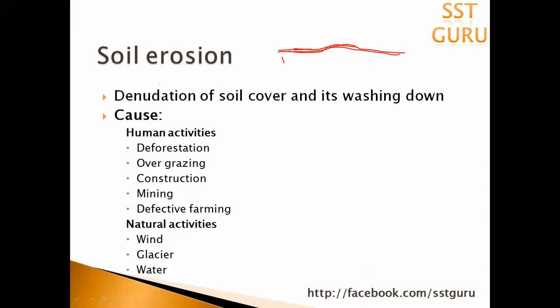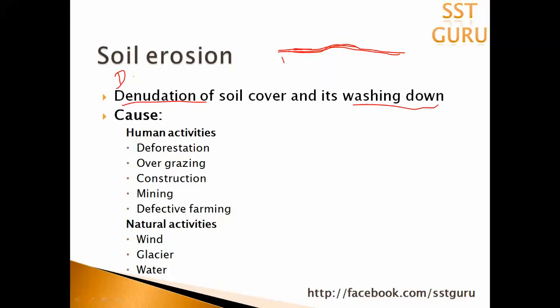Soil erosion, again, we go in the same way. We have the definition here, and we will have the causes and the remedies. The definition is denudation of soil cover and its washing down. Denudation means weathering of the soil, and its washing down is moving to some other place. The soil is weathered and moved to some other place. Simple. This is the definition of soil erosion. What are the causes of soil erosion? There are many causes, and many will overlap with land degradation.